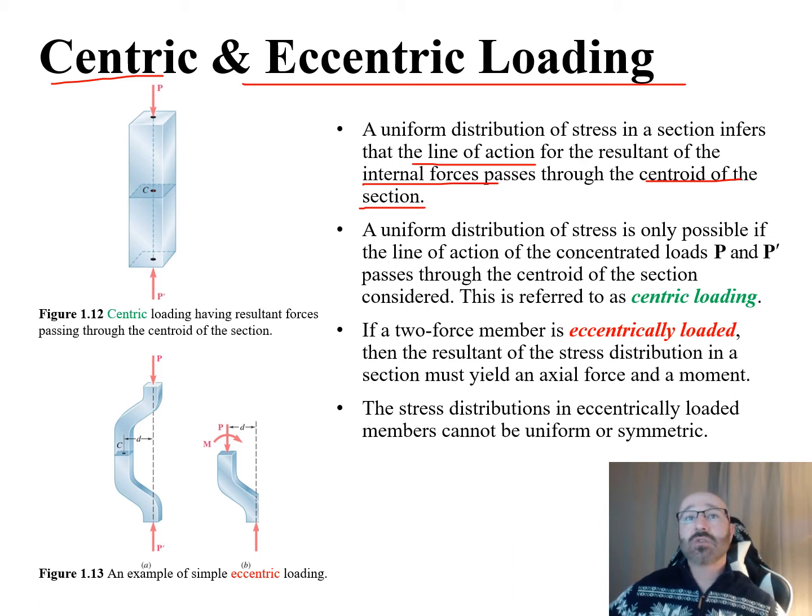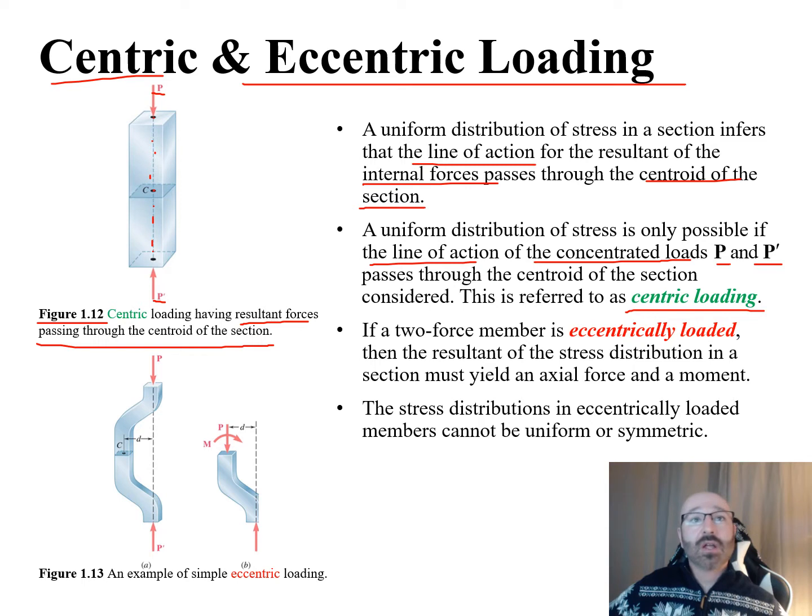Now a uniform distribution of stress is only possible if the line of action of the concentrated loads P and P prime, there's our P load and our P prime load, passes through the centroid of the section. There again is our centroid of the section. You can see that this does pass right down through that centroid, and this is going to be referred to as centric loading. So this is our definition for centric loading, and we can see in figure 1.12 a diagram illustrating that centric loading, again having those resultant forces passing through the centroid of the section.